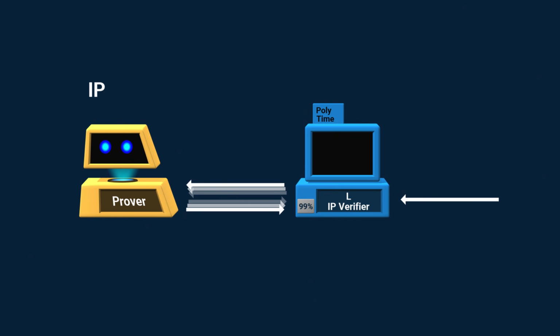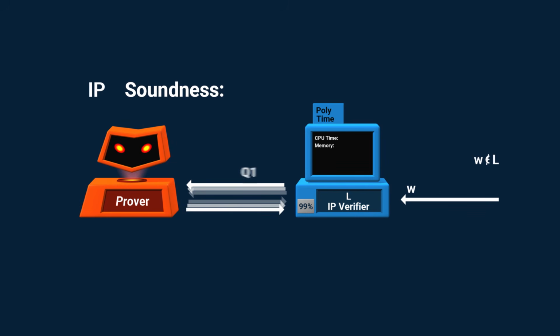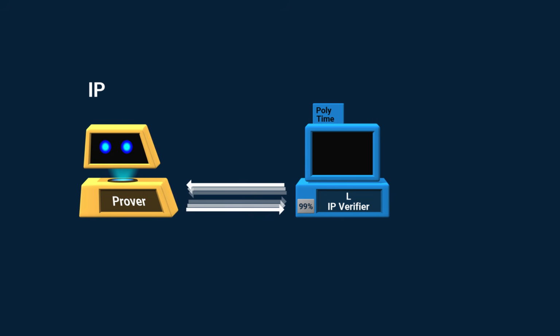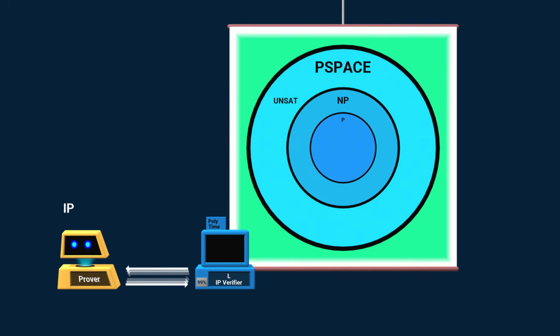So here are the updated requirements. If W is in L and the prover is honest, then with high probability the verifier will accept. If W is not in L, then with high probability the verifier will detect one of these answers is a lie. IP increases our verification power to cover all of PSPACE, including UNSAT. The UNSAT verifier is complicated, so here's a simpler example.